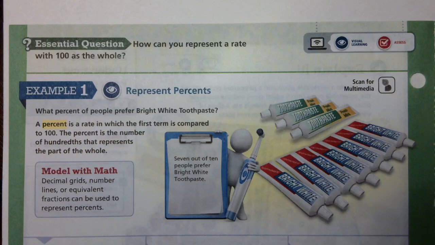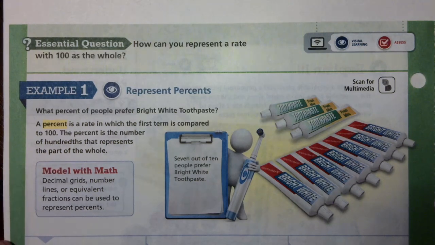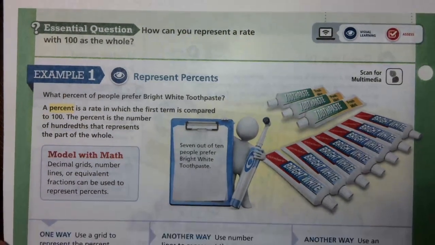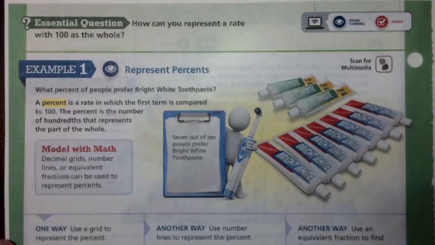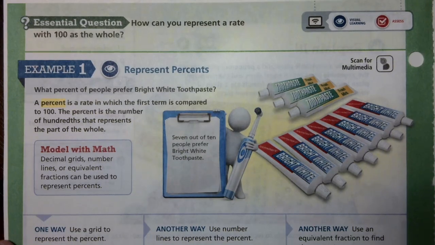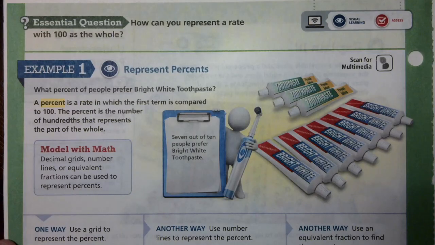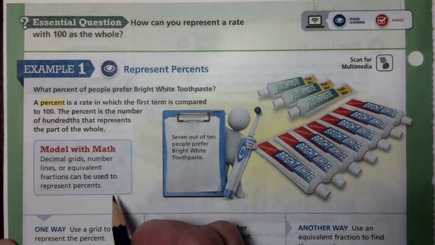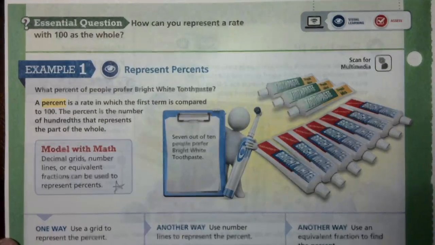Here is your definition of percent. You're going to need this when you do your vocabulary. A percent is a rate in which the first term is compared to 100. The percent is the number of hundredths that represent the part of the whole. Modeled with math, decimal grids, number lines, or equivalent fractions can be used to represent percents. Here's all the different ways we can do percents.